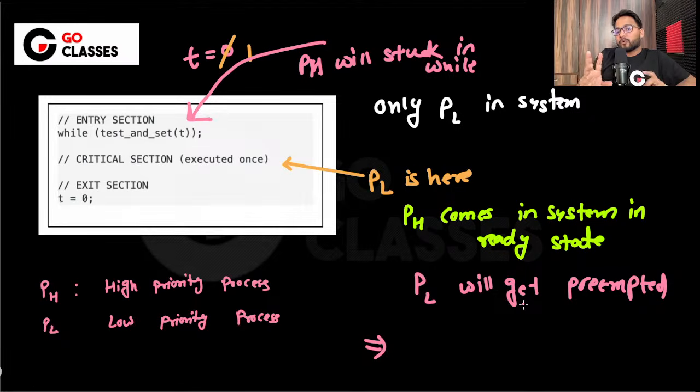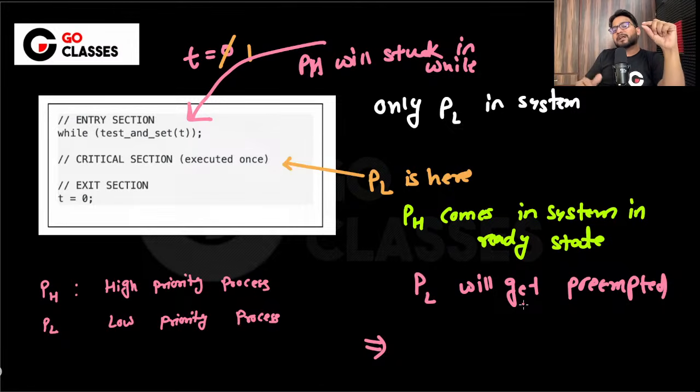But consider the same case, what if it is round robin scheduling? In case of round robin scheduling, what will happen? Okay, consider the same case, right? I mean, PL got preempted, PH came. Consider the same case. But will it get stuck forever? It will get stuck for sure, but only for some time. After some time, the quanta is over, and then PL will get scheduled again.